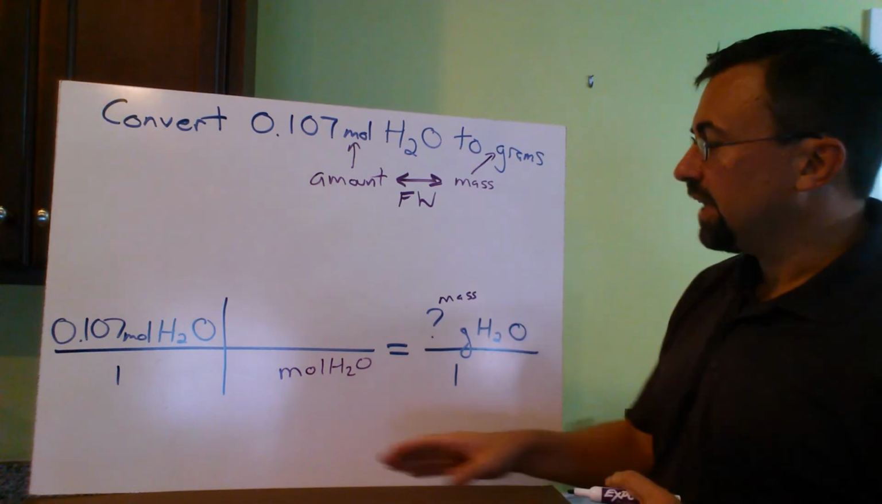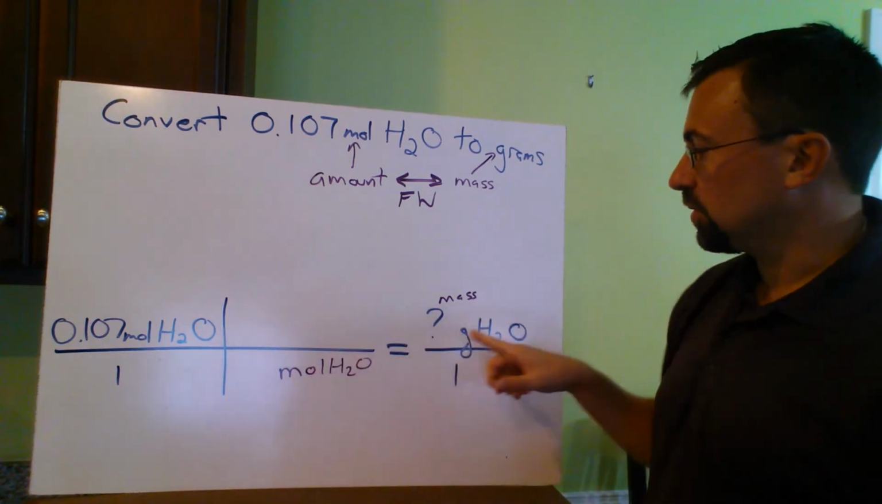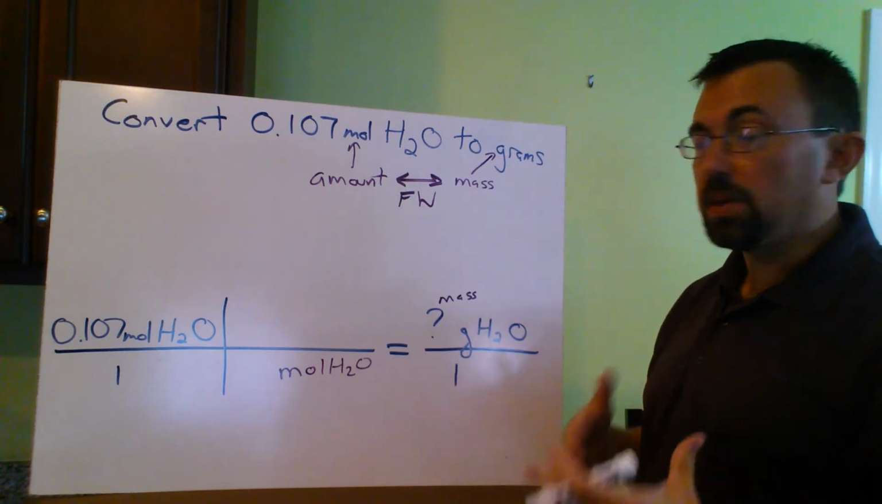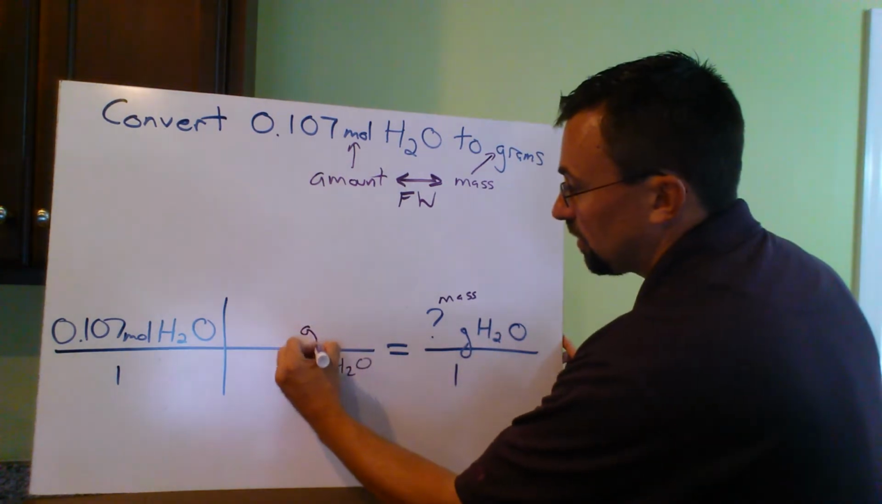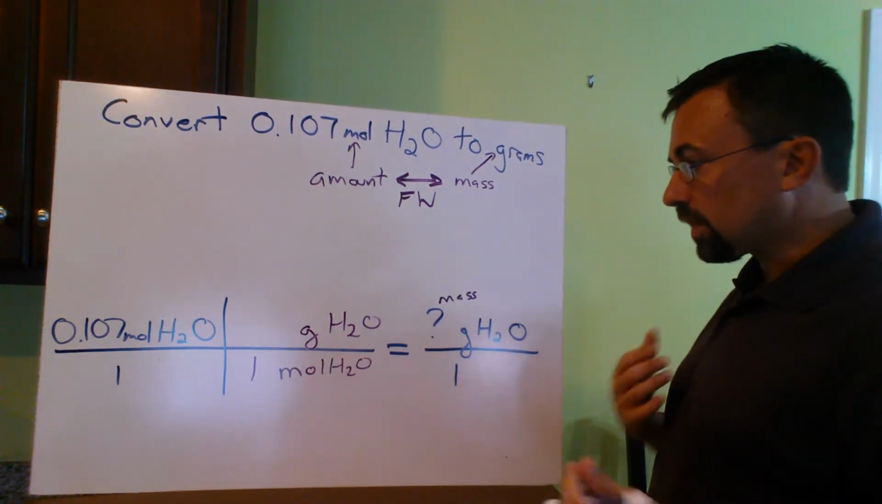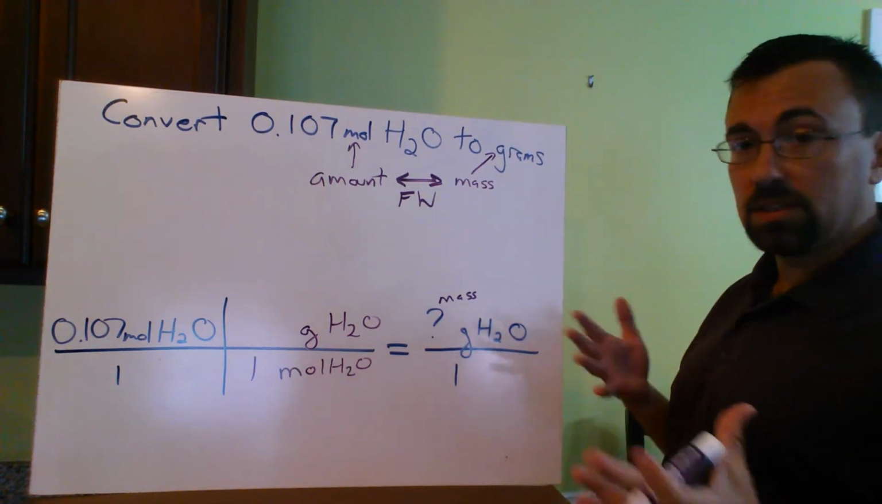Now my question is, do we have a direct relationship between moles and grams, or from amount to mass? Yes, the answer is yes. It's our formula weight. We can use that. So I'm just going to put grams of water up here. And it's always a bunch of grams per 1 mole. So you've pretty much done the problem. All we have to do is calculate the formula weight.